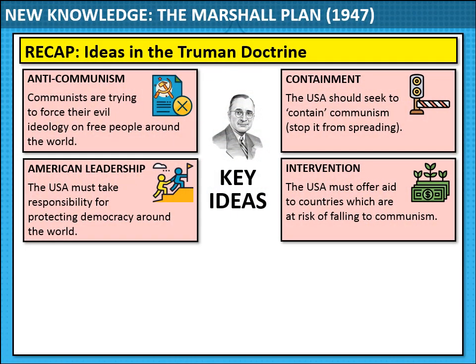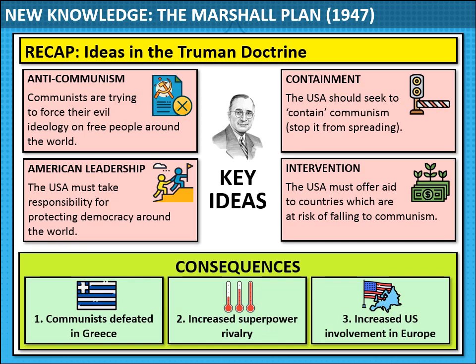Now, do you remember when we looked at the Truman Doctrine last lesson? Truman said that America should play a leading role in the world. He was fiercely anti-communist, and he said the USA should try to contain communism or stop it spreading. And that to do this, the USA should intervene in countries which were at risk of falling to communism by offering them aid. For example, to Greece.